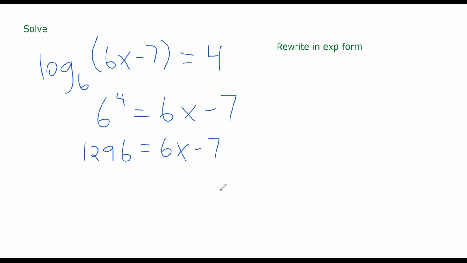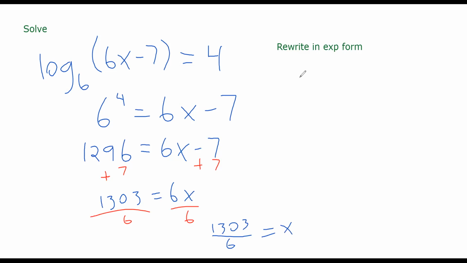And now we just solve this like we would any simple one variable linear equation. So that's going to give you 1296 plus 7 will be 1303 equals 6x. Now divide both sides by 6. We'll get 1303 divided by 6 equals x. And that's literally the answer.